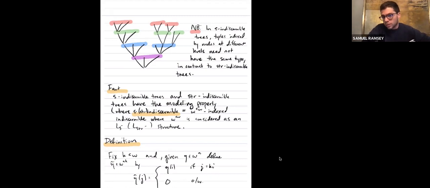You can prove that indiscernible sequences exist by first looking at the top level, then the next level, and then the next level, inductively. So it's a nice exercise to prove that I-indexed indiscernibles have the modeling property when I is omega to less than omega, understood as an LS structure. Normally we say I-indexed indiscernibles, but here I'm going to talk about S indiscernible trees or STR indiscernible trees. That just means I'm thinking about omega to less than omega indexed trees, where I'm thinking of omega to less than omega either as an LS structure or as an LSTR structure. That'll be clear from context.